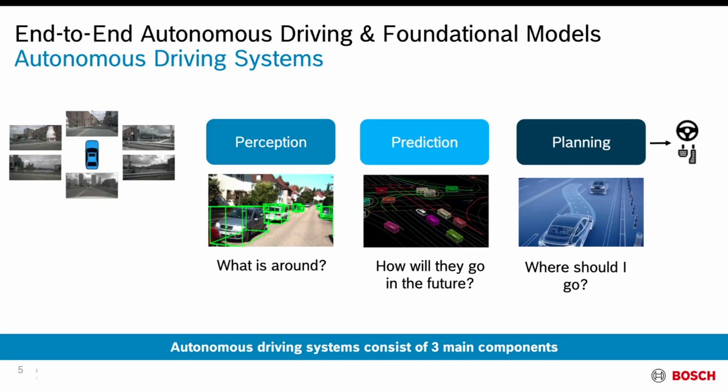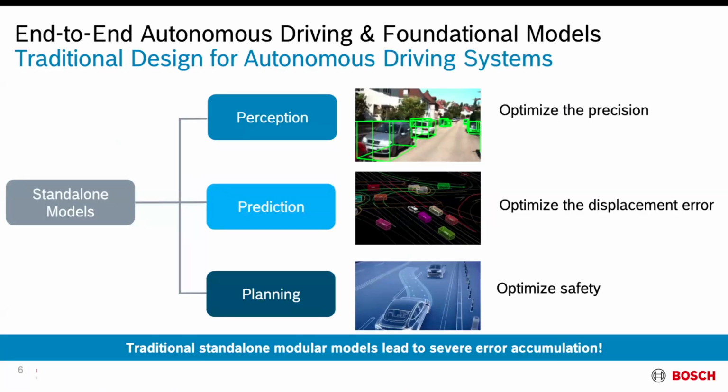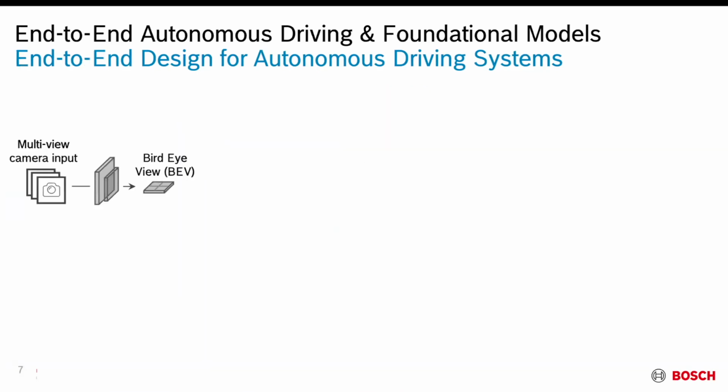So the way we actually train those models is as standalone models. You have a perception team that tries to optimize the precision, and you have a prediction team that focuses on optimizing the displacement error. And finally, we have a planning team that focuses on the safety of the self-driving vehicle. But such disjoint training leads to severe error accumulation. So an alternative to this is end-to-end autonomous driving.